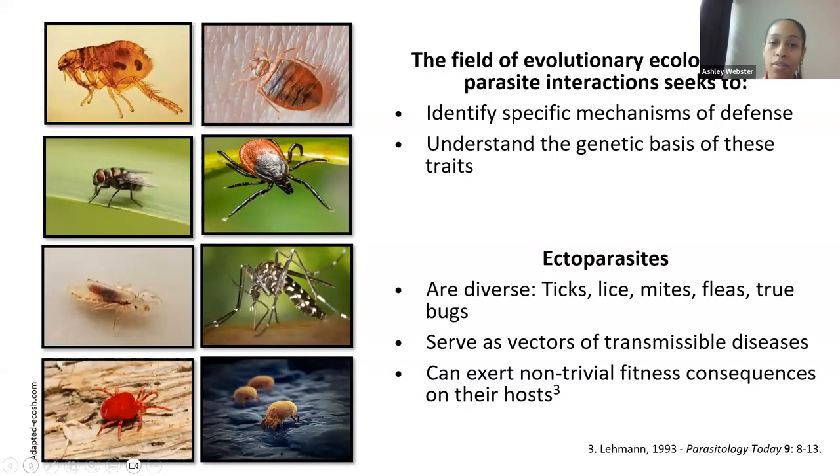Some of the key objectives for the field of evolutionary ecology of host parasite interactions is to understand the evolutionary significance of parasitism in natural communities by identifying specific mechanisms of defense and understanding the genetic basis of these traits. My work focuses on ectoparasites, where there's a gap in our knowledge and understanding defensive traits in insects.